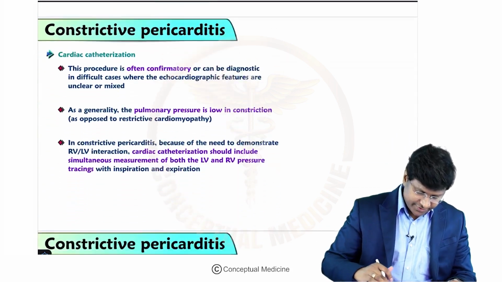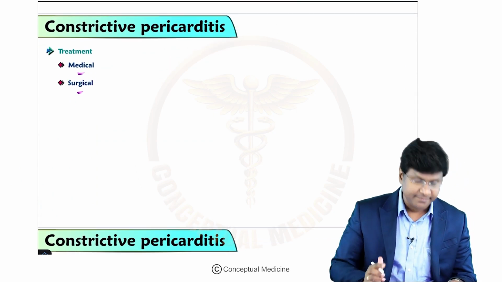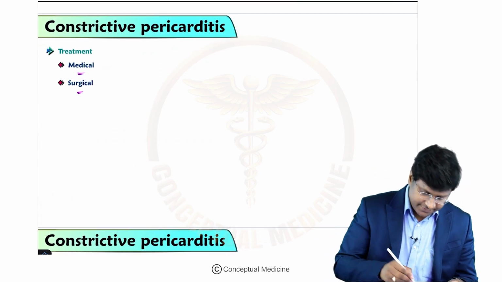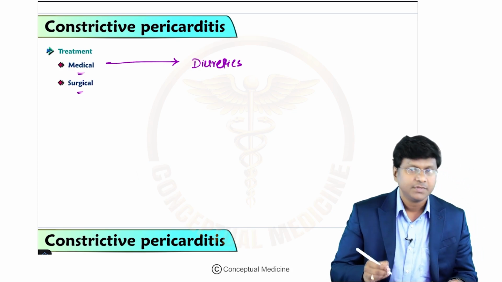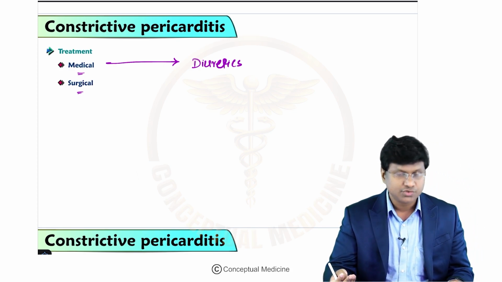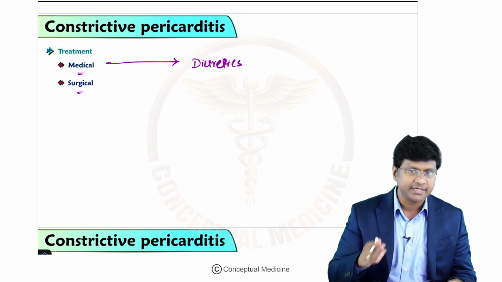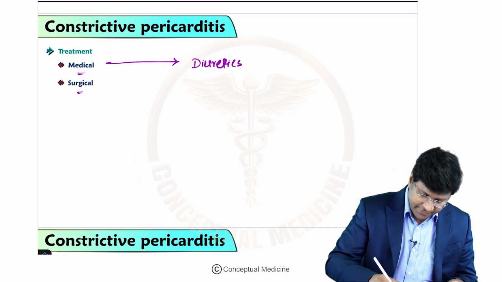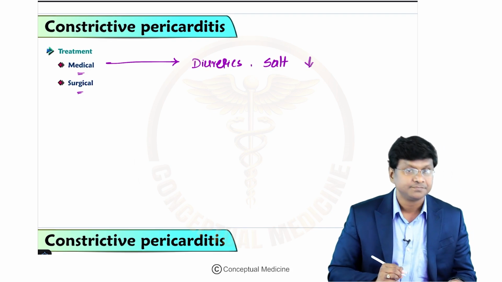Now, coming to the treatment. So you have the medical management as well as the surgical treatment. So medical management, if you see, mainly you need to give diuretics. Why? Because there is ascites, pedal edema, and there is also pulmonary edema.